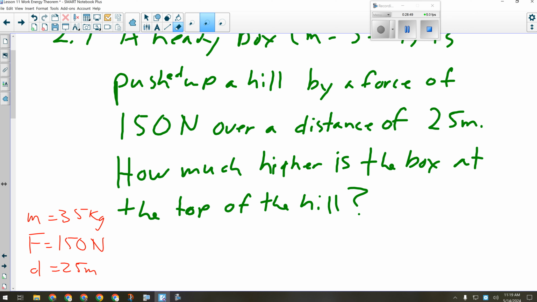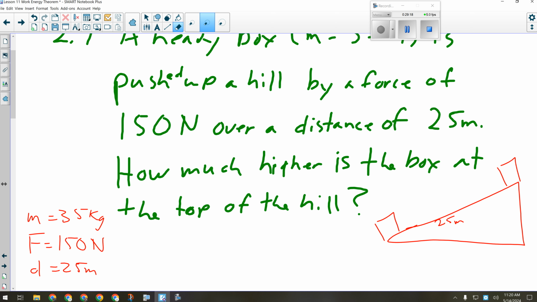Essentially what we're looking at is this situation here, right? This is 25 meters long, and the box is here, and it's going to there, right? That's the visualization part. It's okay to draw pictures, okay? They don't have to be pretty, none of mine are. But that's what's happening. That box is being pushed up a hill. Pushing is a force. Okay? The length of the hill is the distance.